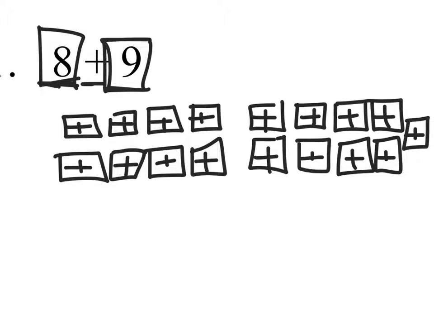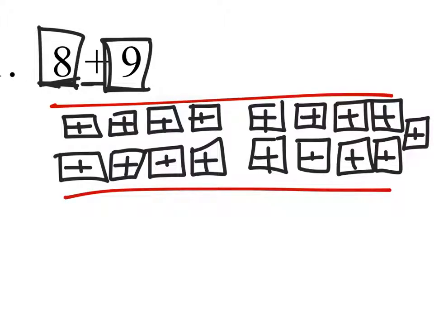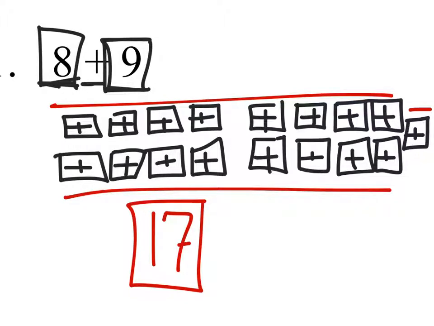We can see that if we counted all these, there's a group of 8 there, and 9 more. So that would give us a sum of 17 on this. Were there any zero pairs for this? No, there's nothing that canceled out because we only had positive tiles. Remember, only opposites will cancel out each other to make a zero pair.